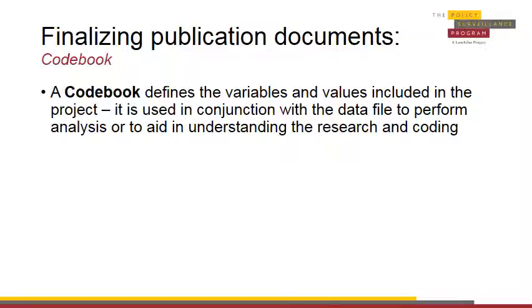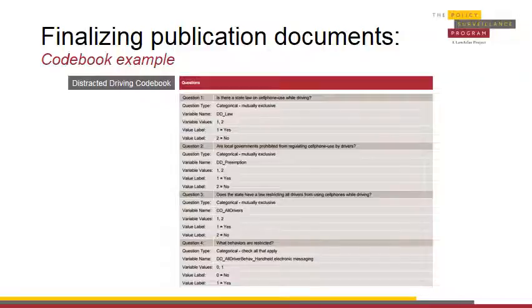For example, for the question, "Is there a state law on cell phone use while driving?" the codebook would list the responses yes and no and indicate what numerical value in the data file corresponds to each response. An example and template of the data page in Codebook can be found in Module 7, Publication and Dissemination, under Related Resources. Above is an example of a codebook for distracted driving laws.